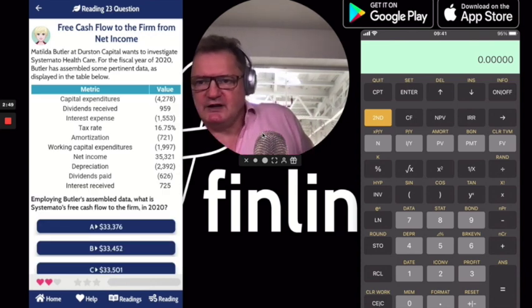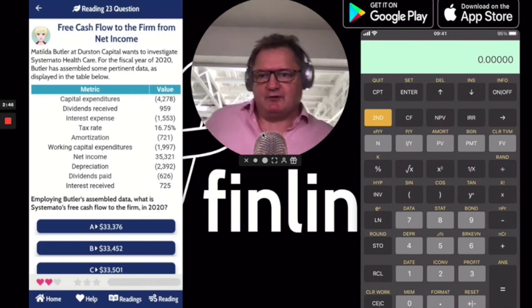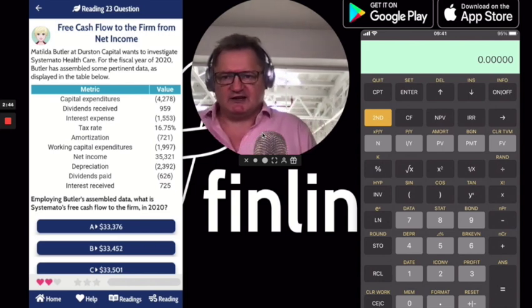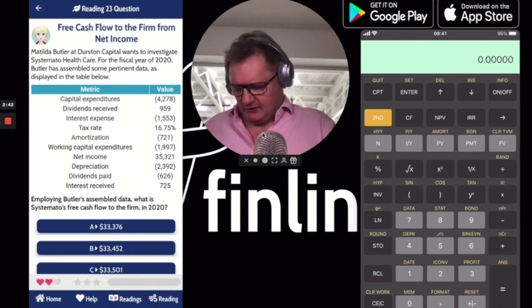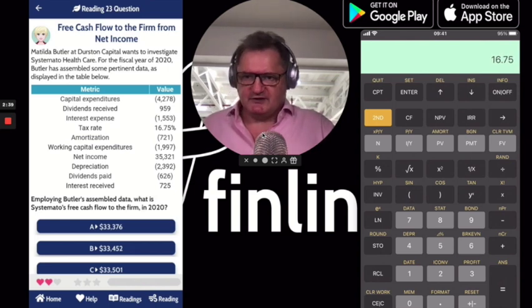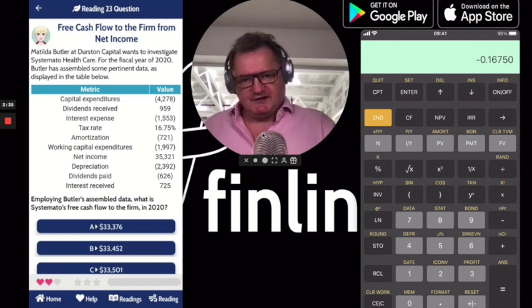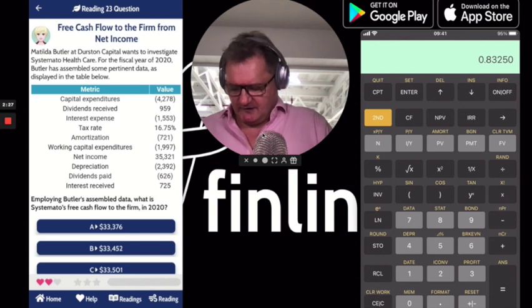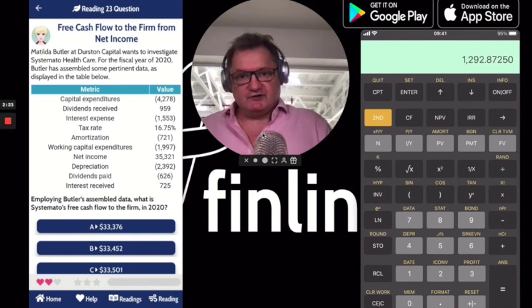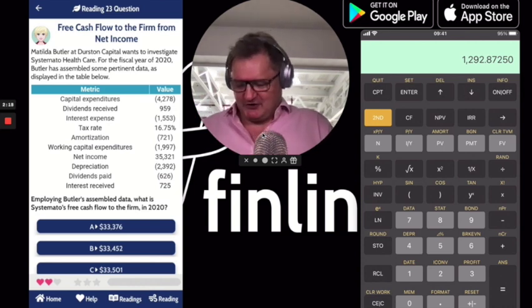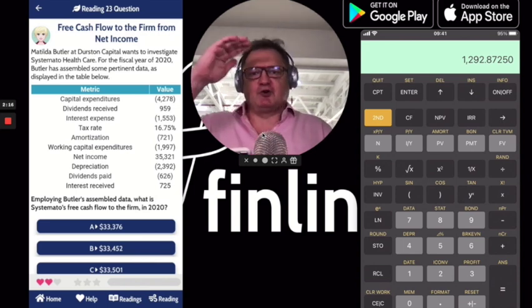So the first thing I usually do is I sort out that tax rate thing. So I work out the tax shield. So I'm going to go 16.75, which is the tax rate. I divide that by 100, and I make that a minus, and then add on 1. That gives me my tax shield effect. And I multiply that by interest expense, 1553. Now don't get that mixed up with interest received. That's a little trap for you. Sorry about that. I'm going to store that in 1, and then I'm going to walk through the equation in my head.